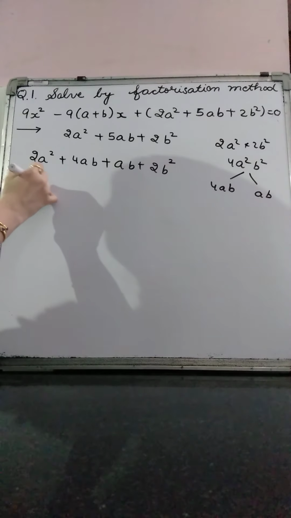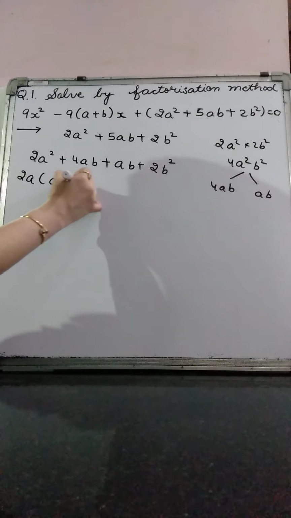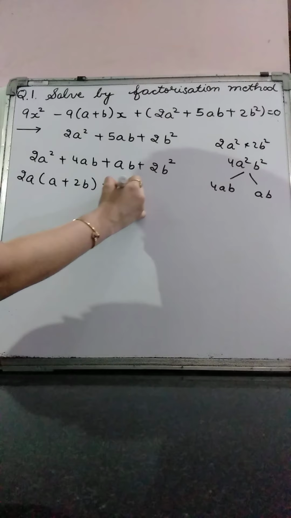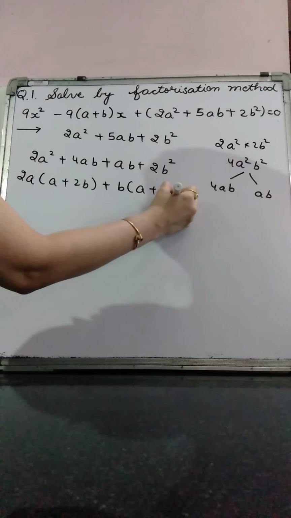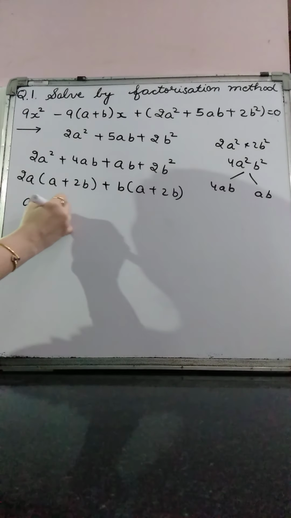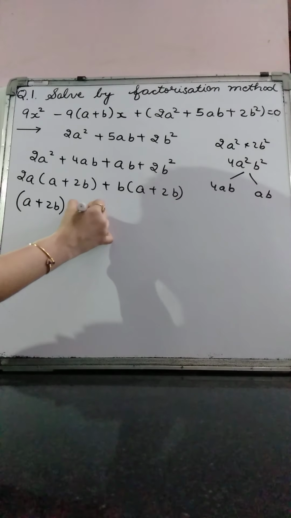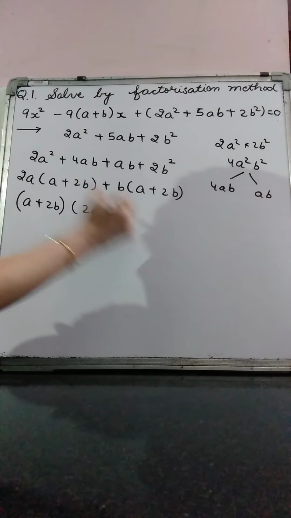Now take 2a common, a plus 2b. Take b common, a plus 2b. So the factors are (a plus 2b) and (2a plus b).